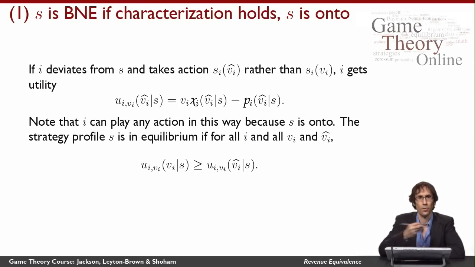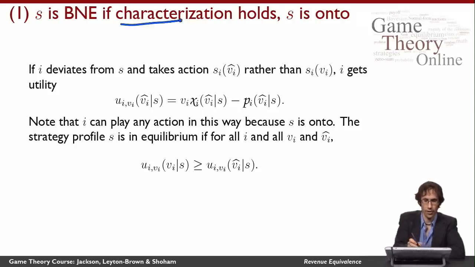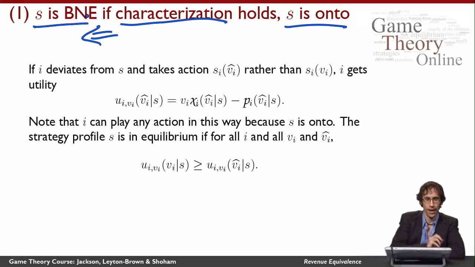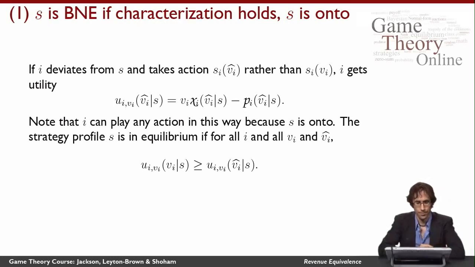OK, so moving on to this first part, where I'm going to show that the characterization and the assumption that S is onto implies that S is a Bayes-Nash equilibrium. So to begin, if agent I deviates from taking the action from the strategy profile S, and instead takes the action that the strategy profile S would have him take if his type was not VI, but instead was some other type V hat I, then what would agent I's utility be?